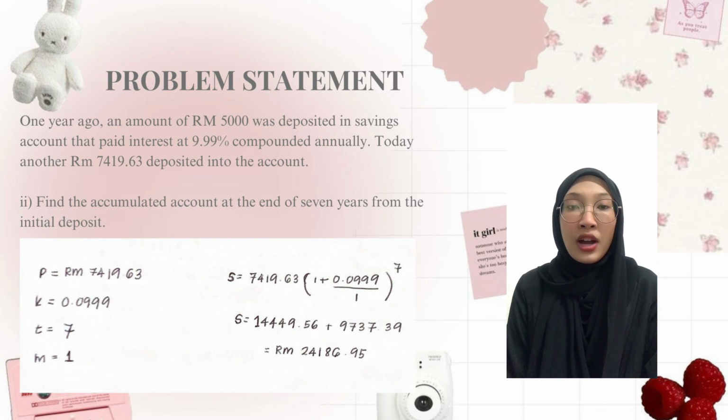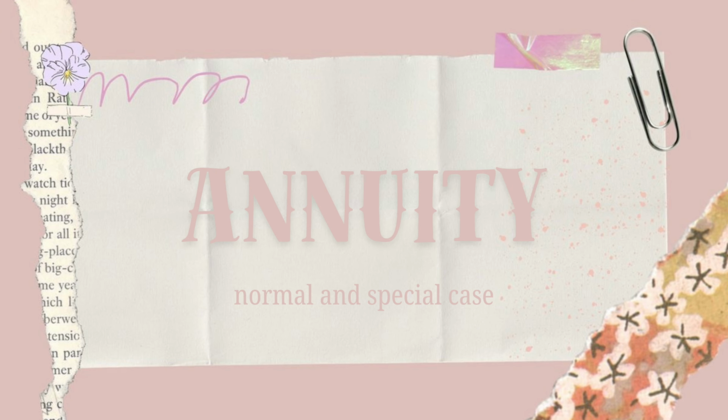14,449 ringgit 56 cents. Then we need to find the P. P equals 9,737 ringgit 39 cents plus 14,449 ringgit 56 cents, and the answer of the P is 24,186 ringgit 95 cents. So today, me and another one of my team members will be talking about the chapter Annuity.